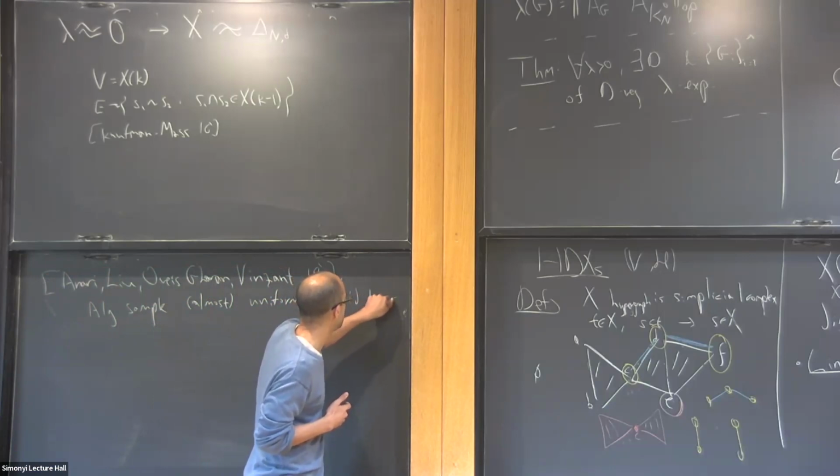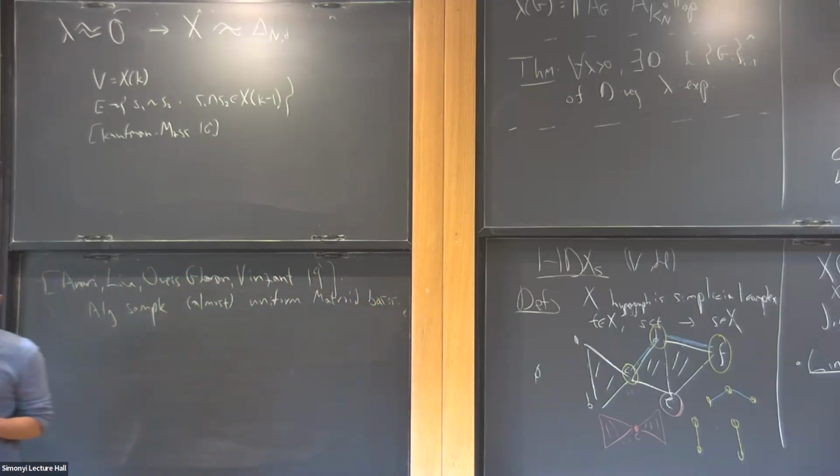And I'll explain what I mean. I'm not going to define what a matroid is. It's basically some kind of set system that abstracts properties of independent sets in vector spaces. But here's one example of a matroid.